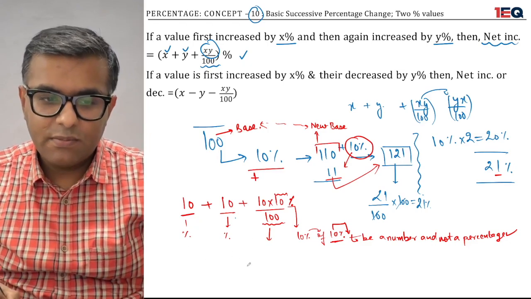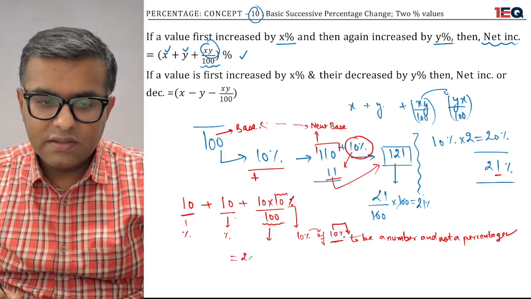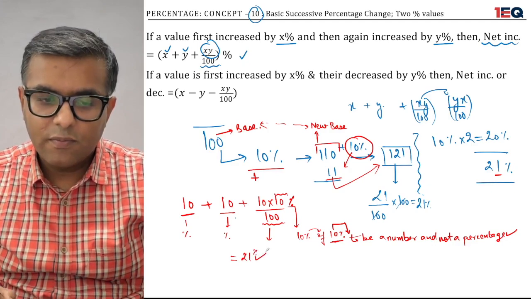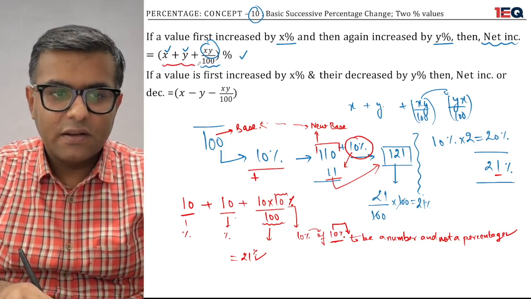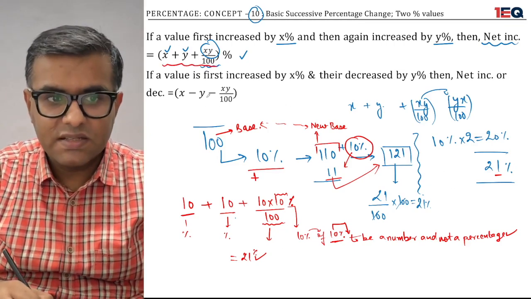10 plus 10 plus 1. And the answer is 21%. I hope this is clear. This way of solving questions is clear.